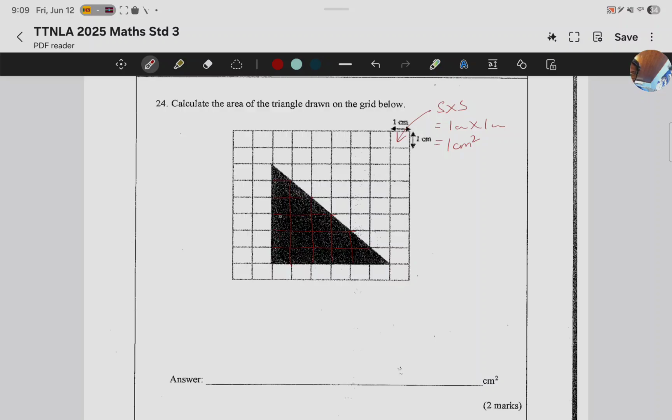So this is 1, 2, 3, 4, 5, 6, 7, 8, 9, 10, 11, 12, 13, 14 solid ones. No, 15. And then these two, 16, 17, 18. The halves will come together to form a whole. So we have 18 multiplied by 1 cm squared is equal to 18 centimeters squared.